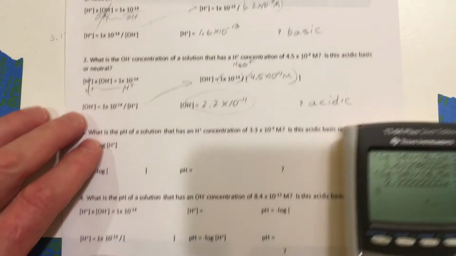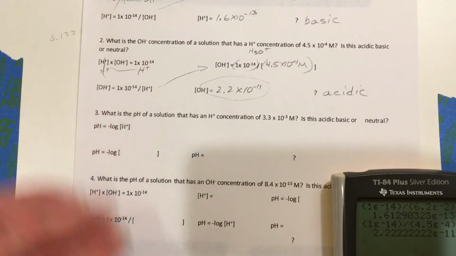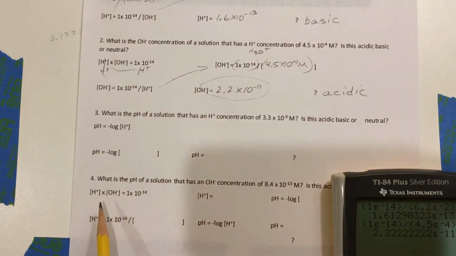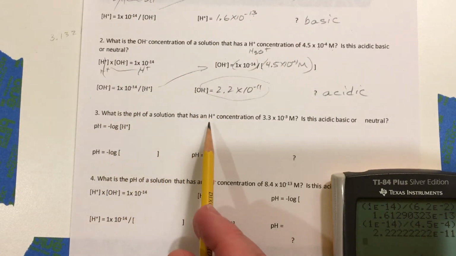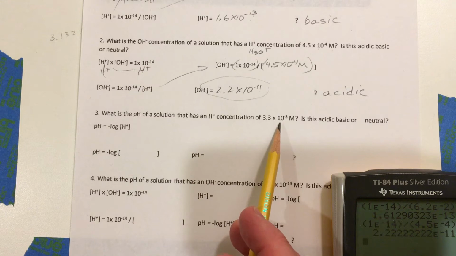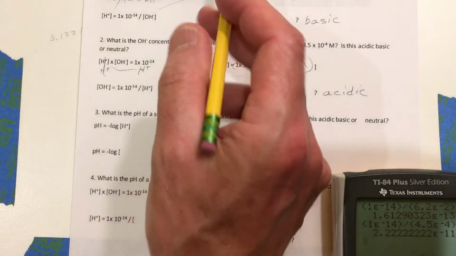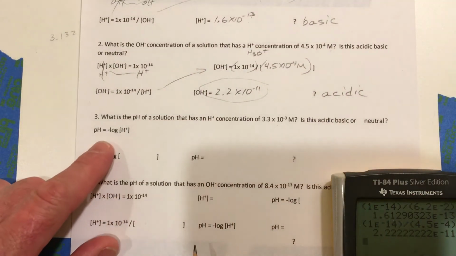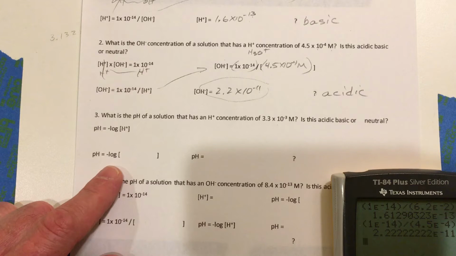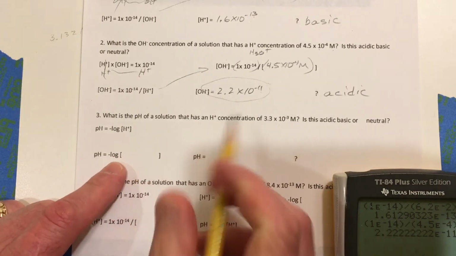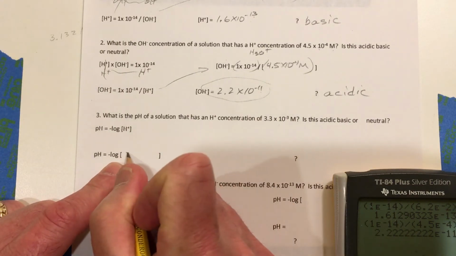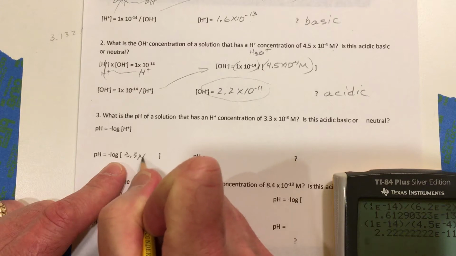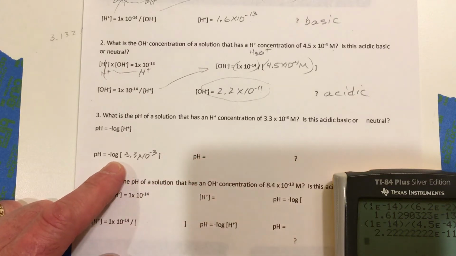Okay, and the next problem now. Let's see, where else might we go here? What is the pH of a solution that has H plus concentration? Okay, there's our H plus. Now we're going to go from here to here, so we're going to use this B equation. And so that's pH equals negative log H plus. And pH equals the negative log of that number. That's the H plus, 3.3 times 10 to the negative 3.